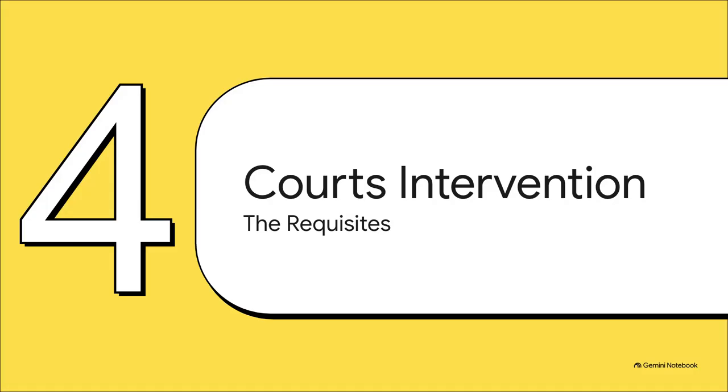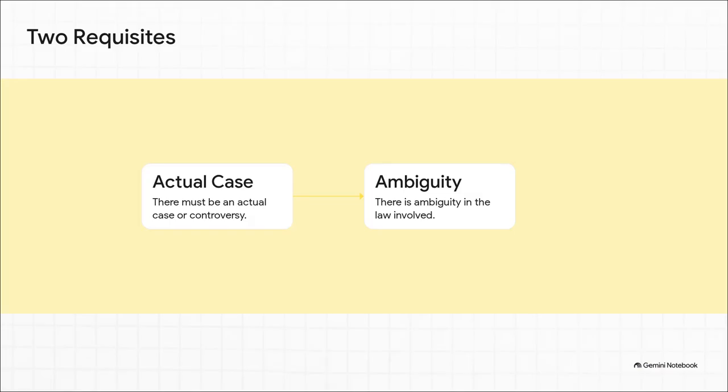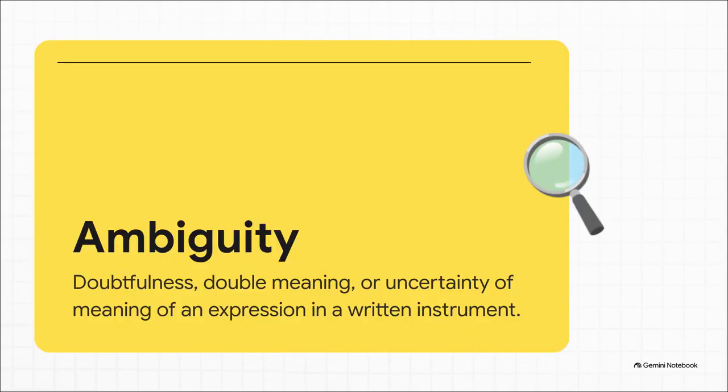Which brings us to part 4, when courts must intervene, the requisites. Now, judges can't just go around interpreting laws on a whim. There are strict triggers. First, there absolutely must be an actual case or controversy, a real-world dispute between parties. And second, there has to be actual ambiguity in the law involved. Courts don't give advisory opinions on hypothetical scenarios, and they definitely don't just fix poorly written laws for the fun of it. But what really counts as ambiguous?